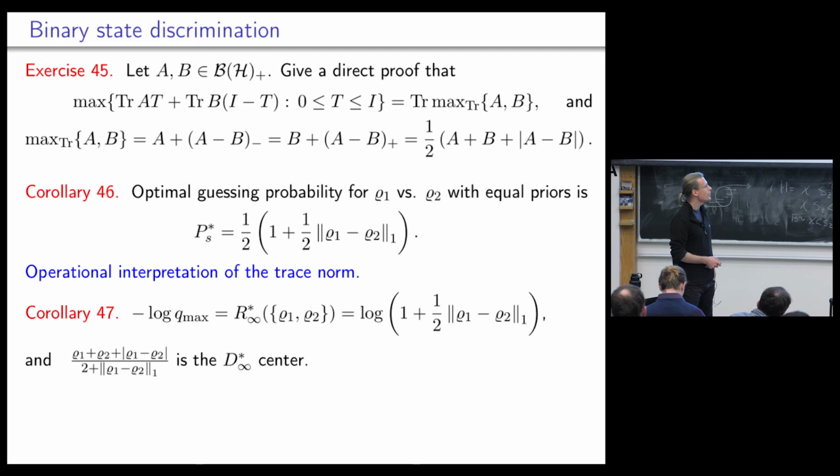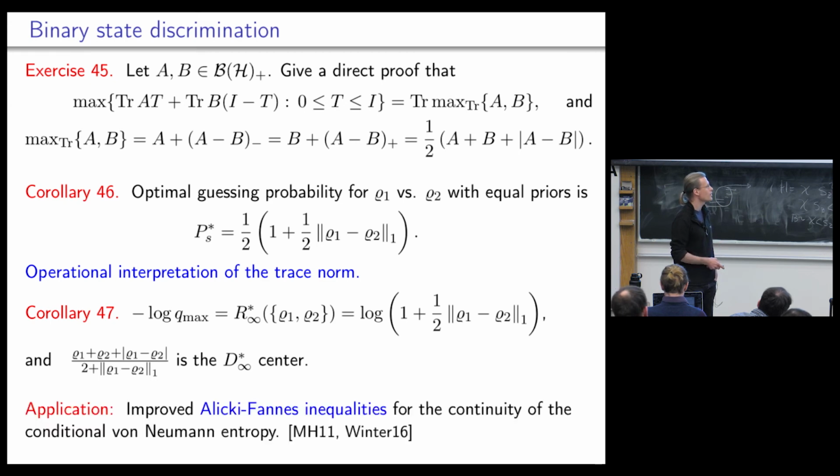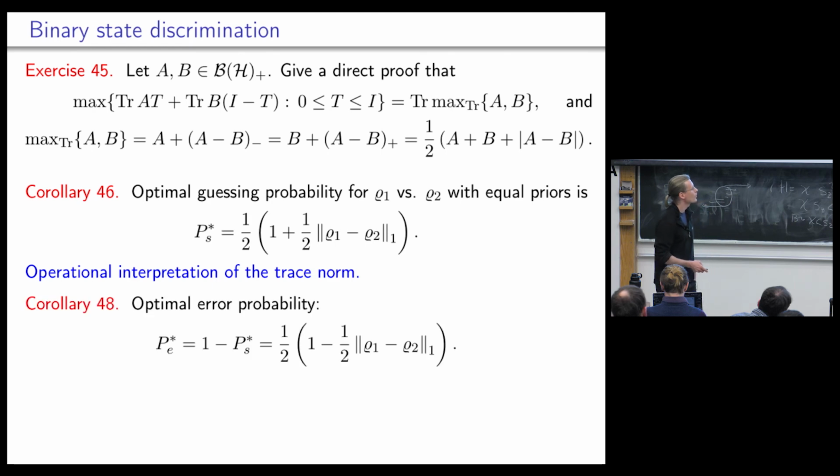And as a corollary, in this case, you can explicitly write up this d infinity star center. It's going to look like this. And you can explicitly write up this d infinity star radius, and it's going to be a logarithm of this guessing probability. So you can write up these abstract quantities very explicitly. And these have very important applications. You can derive improved Alicki-Fannes inequalities for the continuity of the conditional von Neumann entropy. Recently, Andreas Winter had a very nice paper about this.